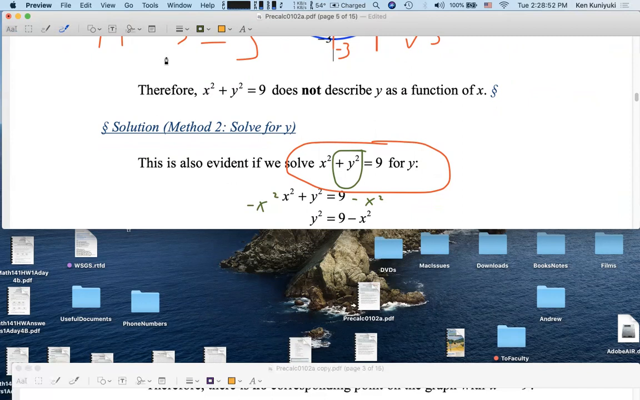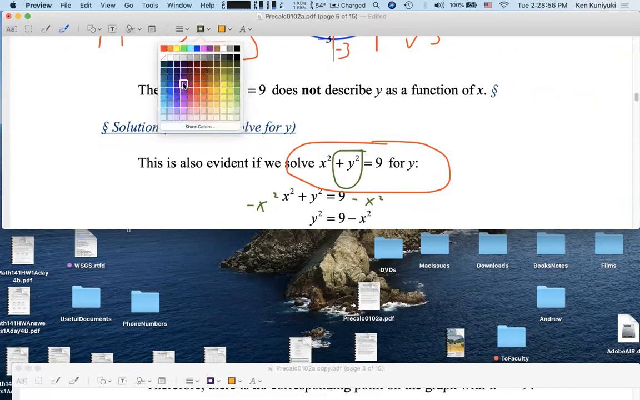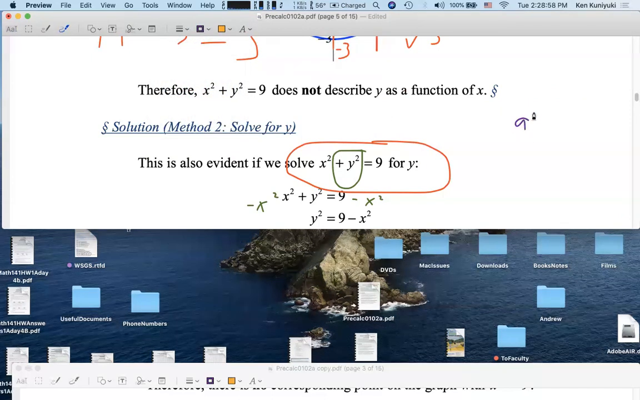Now we're going to apply the square root method. I'll give you a hint. Let's say that we had a squared equals 7. If a squared equals 7, what could a itself be? Don't just say the square root of 7. It could be plus or minus the square root of 7. I'll put this in red to really emphasize that. It's plus or minus the square root of 7.